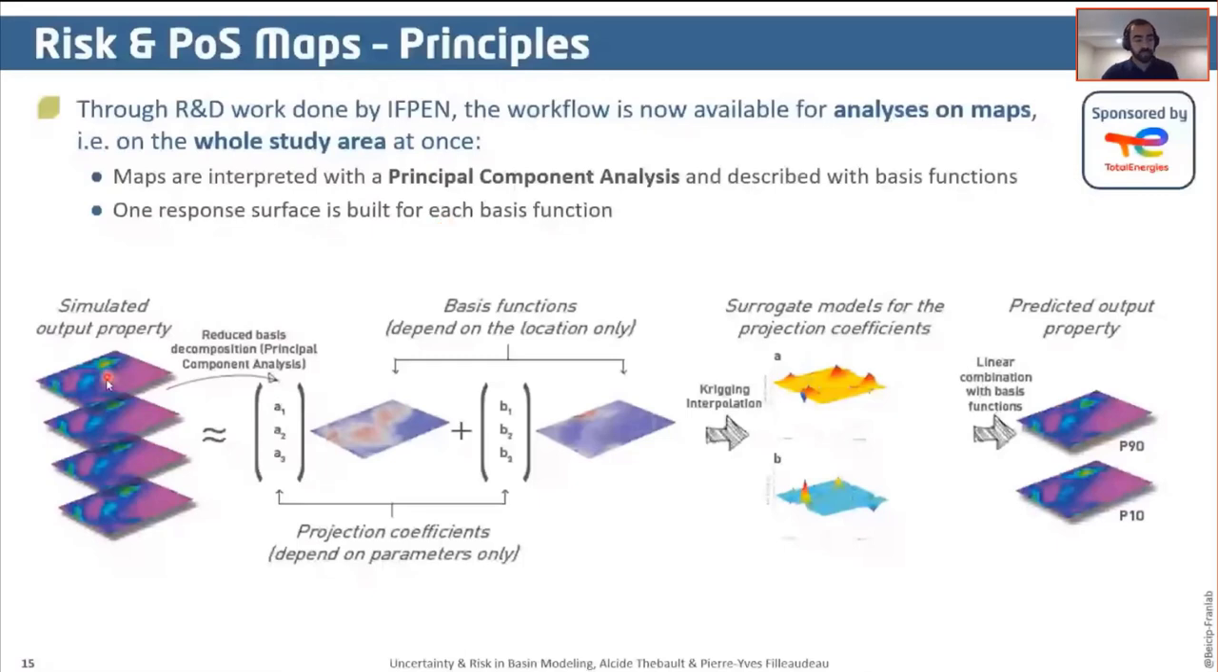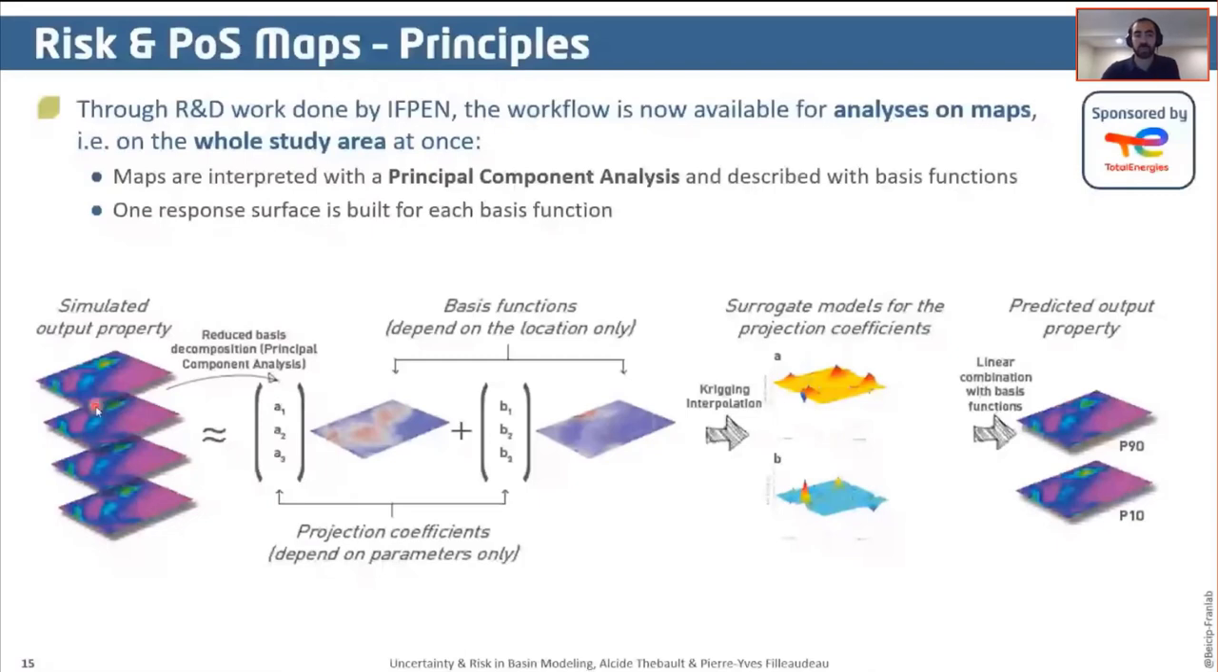From each simulation, we extract a map. We either take the map for one unit or for a sequence of the model that we stack onto one map. So that gives us four maps, nine maps, if we take the example before. These maps are interpreted through a principal component analysis. So they are described with basis functions. We say they are the sum, the combination of several basis functions. And we build one response surface for each of the basis functions. So that gives us, for example, here, if we decompose it in two functions, two response surfaces to describe the entire map.